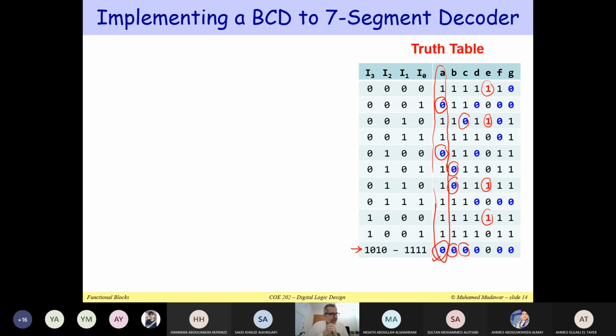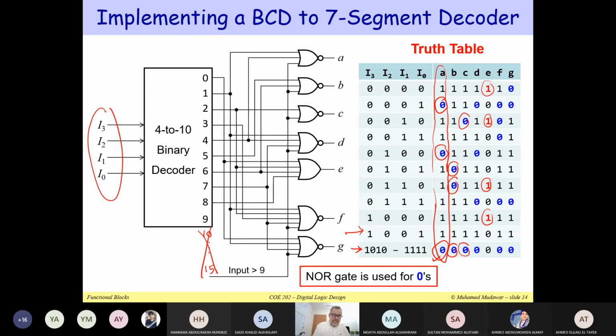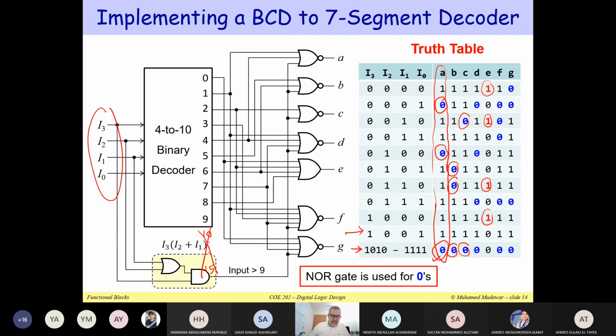Right. So now I need a decoder. This decoder will be a binary decoder with 4 inputs, but rather than having 16 outputs, I can stop at output 9. So I'm going to use a 4 to 10 binary decoder. There is no need for outputs 10 to 15 because I don't really need them, because my input here is BCD. Now I can easily detect if my input is greater than 9 with a simple logic.